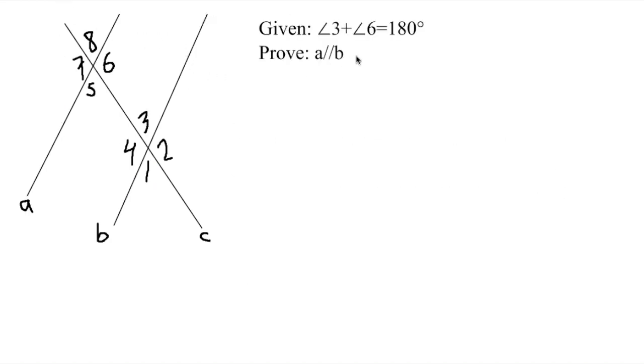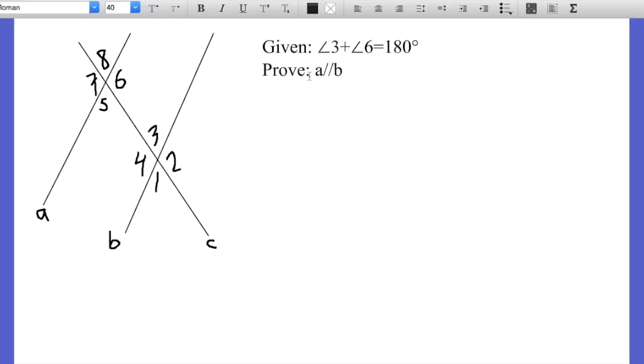Okay, this time we're not given any congruence at all. We're given that 3 and 6 add to make 180. Keep in mind, it's not saying that 3 is the same as 6. In fact, if you'll notice, they're not the same size. It looks like 3 is acute and 6 is obtuse, but it's saying that they're supplementary, or make 180. Our goal is still to show that A and B are parallel.